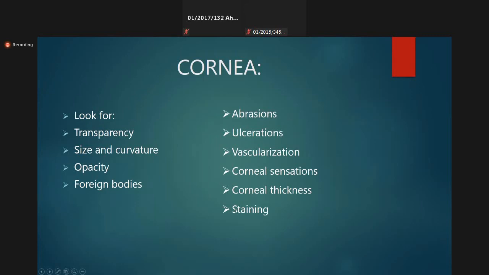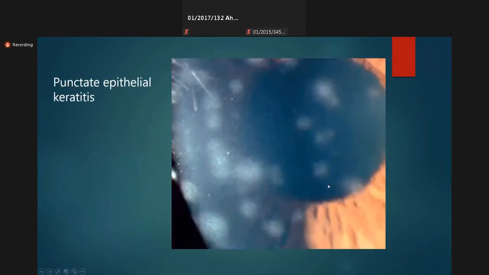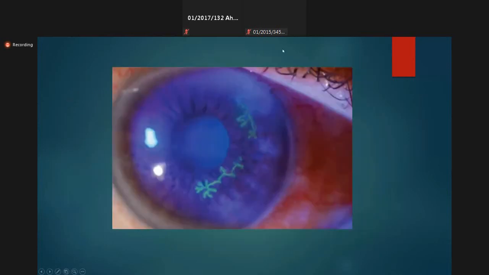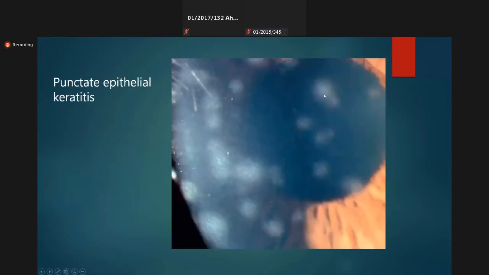Staining of the cornea. If you see any ulcer, first you do the corneal sensitivity test. Suppose the corneal sensation is decreased, then you stain the ulcer. You may find the shape of the opacity like this. This is another figure showing punctate epithelial keratitis. It is a magnified view.